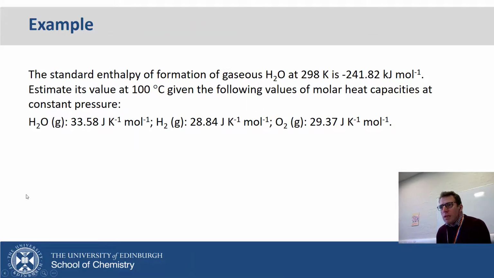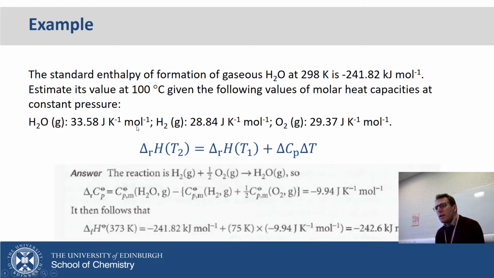So we need to be told what the molar heat capacities are. So if you see a question where you're given the molar heat capacities, you're going to use Kirchhoff's law. Here we have the standard enthalpy of formation of a substance. This is our delta H at T1, 298 Kelvin. And you want to know what its value is at a different temperature, 100 degrees Celsius or 373 Kelvin, based on these molar heat capacities.